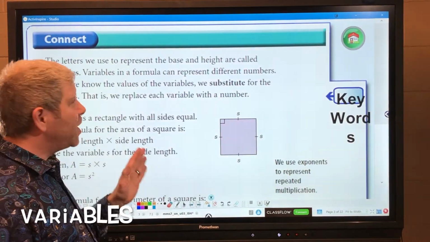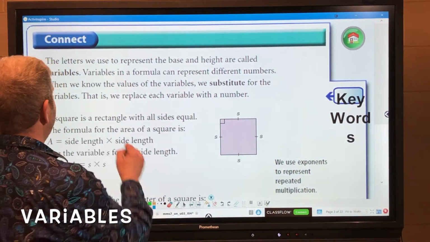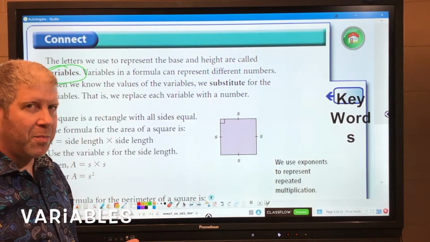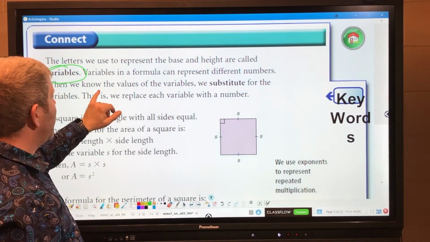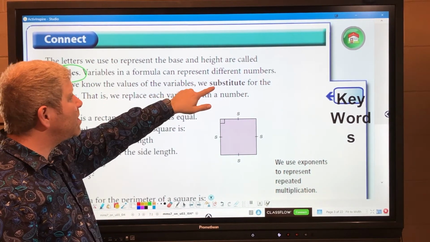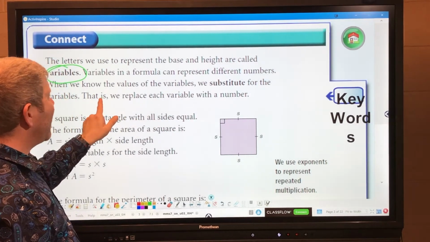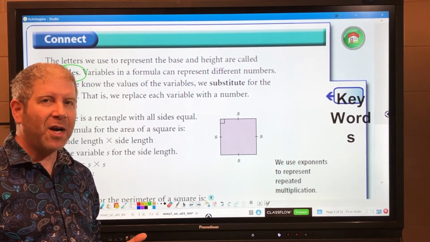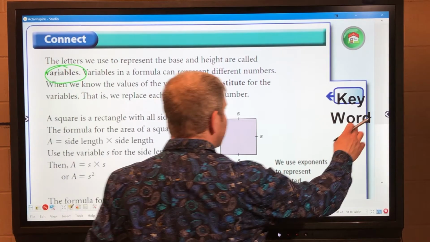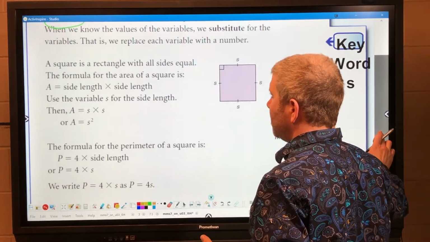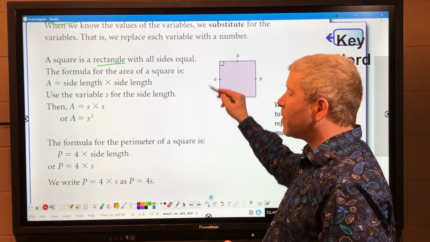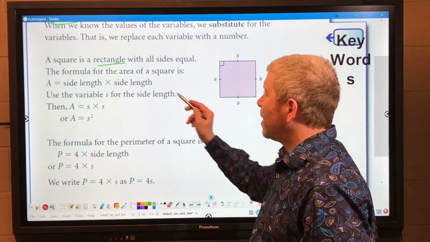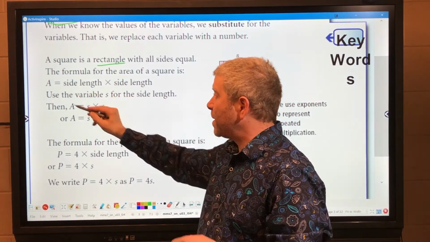Now the letters that we use to represent the base and the height, we call these letters variables. Variables in a formula can represent different numbers. When we know the values of the variables, we substitute for the variables. That is, we replace each variable with a number. Now let's look at this square, for example. So a square is actually a rectangle, but all the sides are equal. Now the formula for the area of a square is a little bit different.